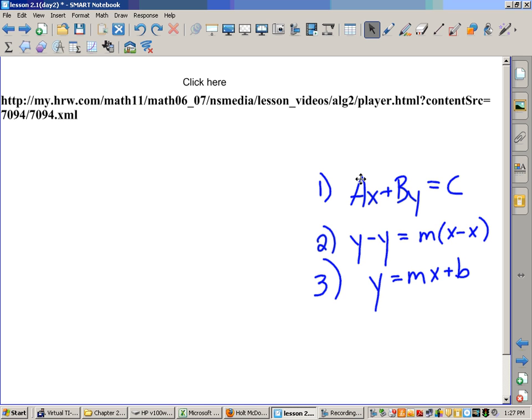Well, we're going to do the same thing for quadratics. There's going to be 3 forms. There's going to be a standard form. Does anybody know what that looks like? If you do, write it down on your board and flip it up to me. What does standard form look like for quadratics? You've had quadratics in Algebra 1.